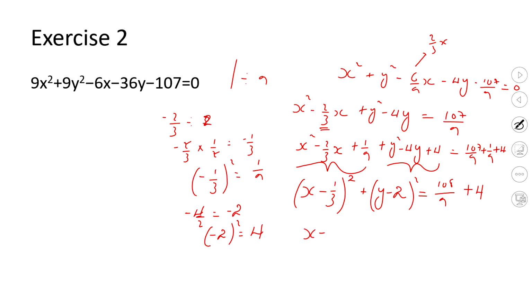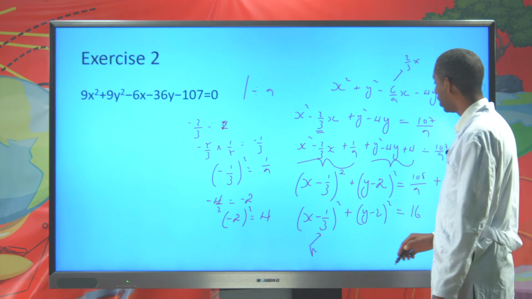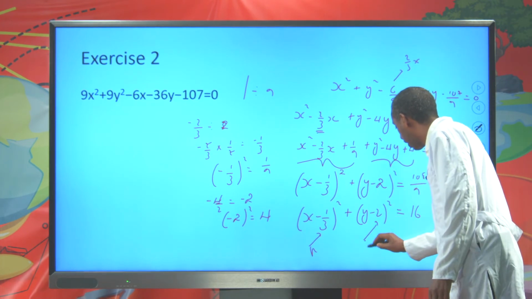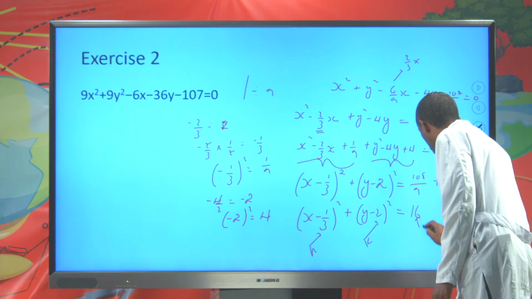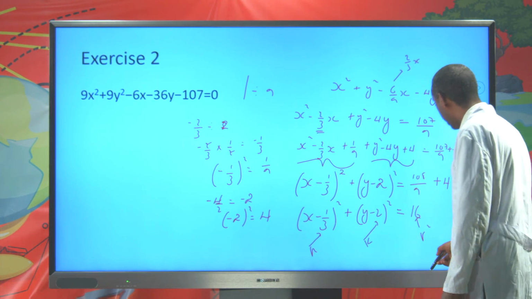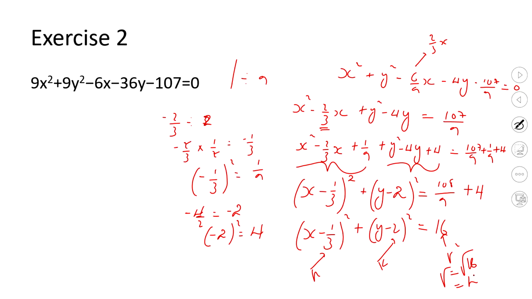So we have x minus 1 over 3, the whole square, plus y minus 2, the whole square. 108 over 9 is 12. Then 12 plus 4 is 16. So we have that equation. This is the standard form of the equation of a circle. So you may represent this as h. This is our h. And again, you may represent this as k. And to find the radius, this is r square. This one is just r square. Then to find the radius, we take the square root of 16, which is just 4.